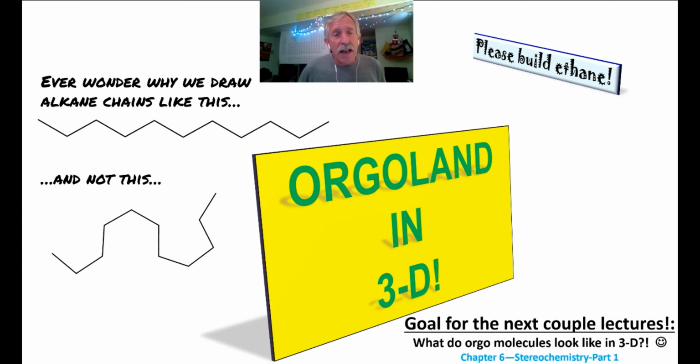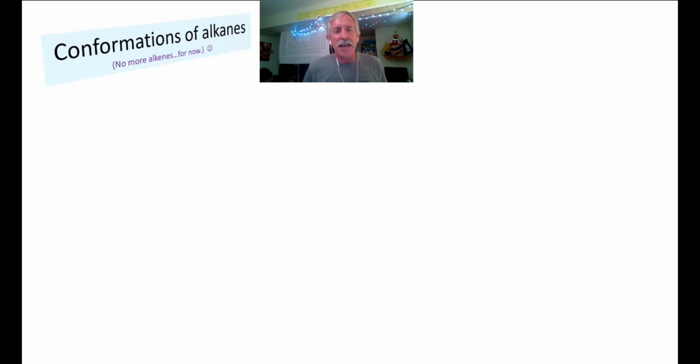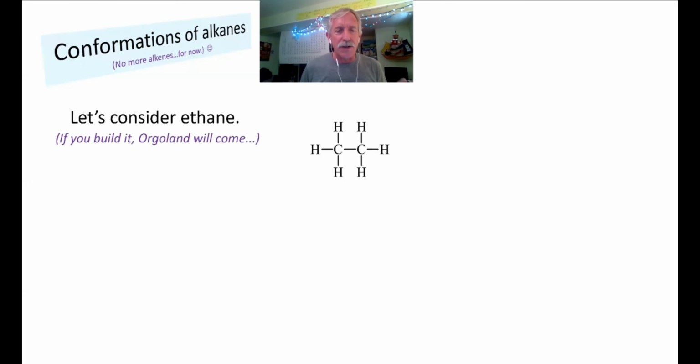To start with that, the easiest thing to do is start with the simplest kind of organic molecule to start figuring out shapes and why they take certain orientations. So if you can, please try to build ethane. Ethane is going to be the one we look at first, and if you build it, Orgoland will come. This idea is called conformational analysis. This is going to look at the conformation of such a simple little molecule like ethane.